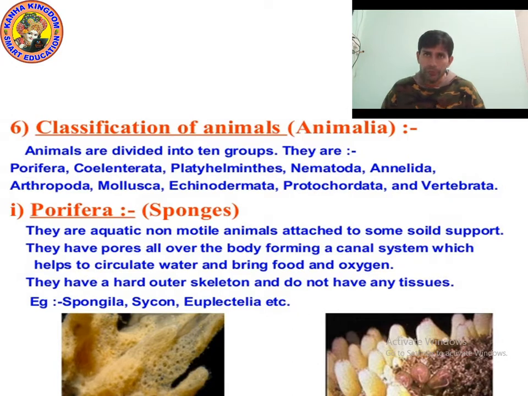Porifera are actually like sponge. They are aquatic non-motile animals. What is the meaning of motile? Motile means they do motion, so non-motile means they cannot move. They stay at one place, and sometimes we use them to scrub our skin.